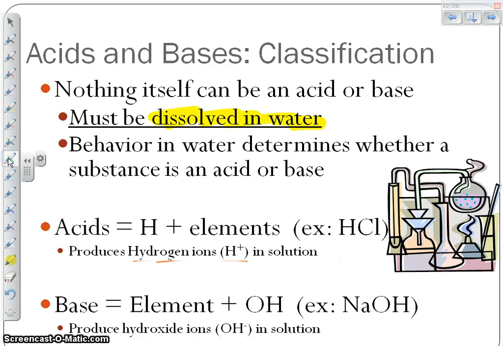Bases, on the other hand, are generally formula-wise going to be seen as an element and ending in OH. So your example would be sodium hydroxide here, NaOH. So your bases always end in OH. And what a base does when it happens to be dissolved in water is it's going to produce hydroxide ions, otherwise known as OH negative ions. Okay, so your base is essentially going to be the negatively charged OH that's getting produced, and your acid is going to be your H plus hydrogen ion that is being produced when it's in solution. And again, your acid starts with the H, your base will end with OH.